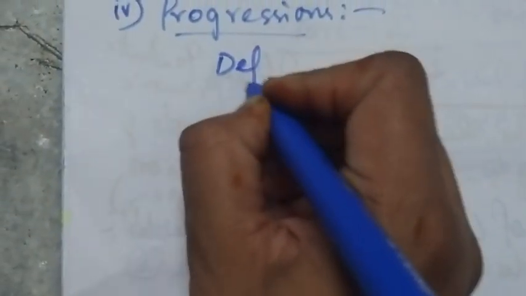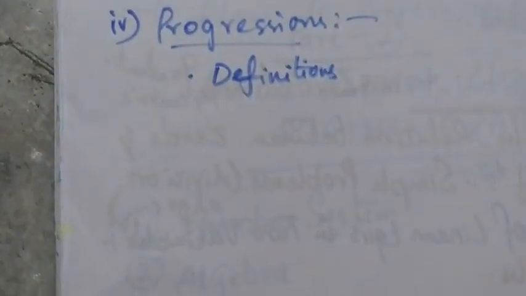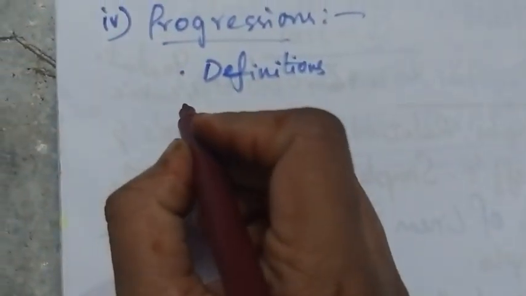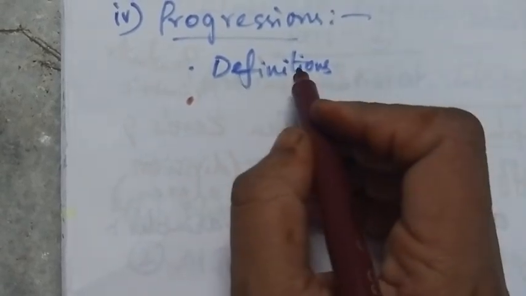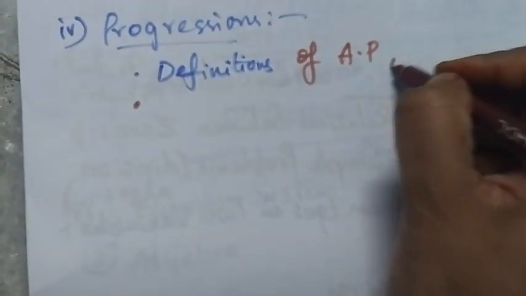Now what is the fourth one? Progressions. In the progressions topic, we have definitions. Most students forget to learn the definitions, children, so we have to learn definitions also. It will come in MCQs and very short questions also. So cover definitions and formulas of arithmetic progression, AP, and GP also.